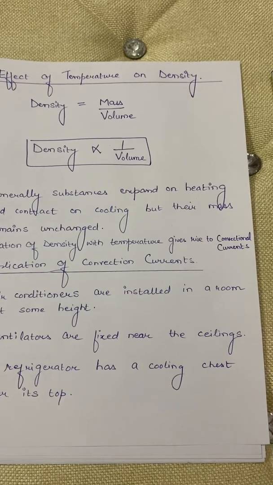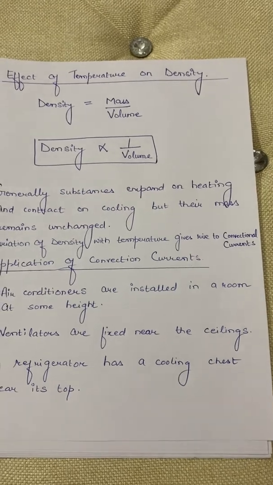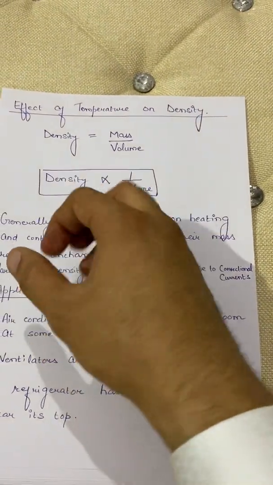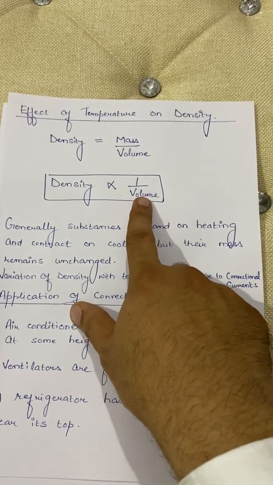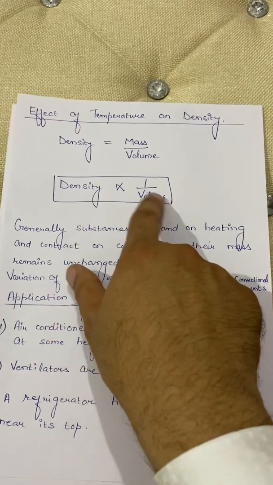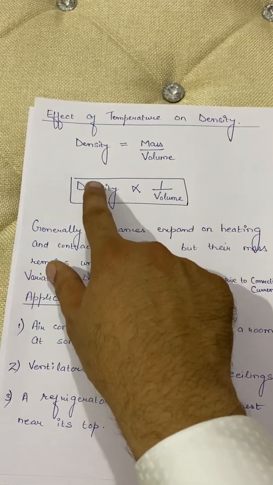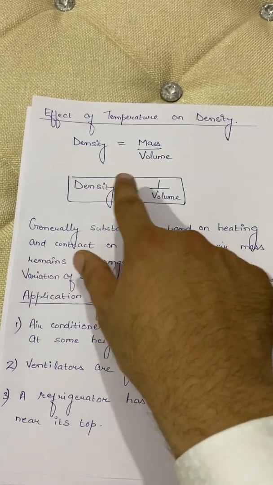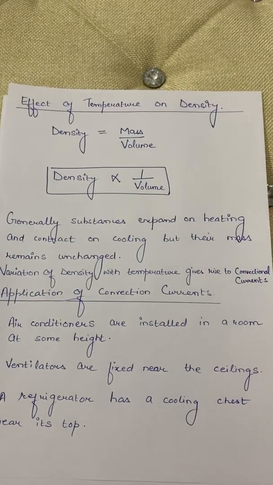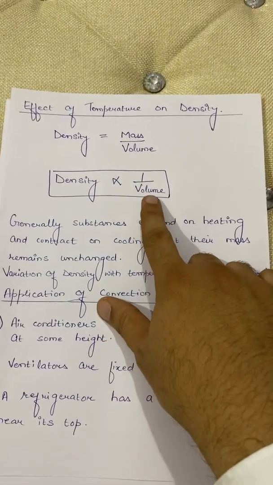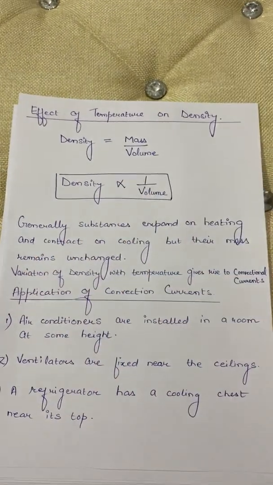When a fluid is heated, it expands and it becomes lighter. That is, density decreases due to thermal expansion. You can see why it is happening, because when you heat a particular substance, its volume is going to increase. Density is inversely related to the volume. If volume increases, density will decrease, and if volume decreases, density will increase. So when a fluid is heated, it expands, meaning volume will increase, and due to the increase in volume, the density is going to decrease.